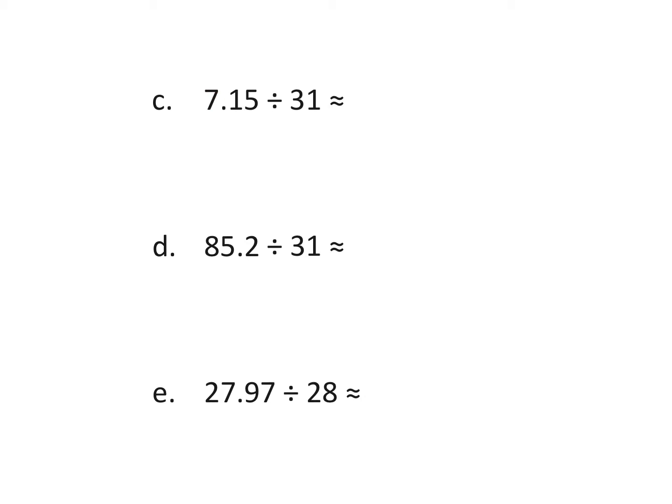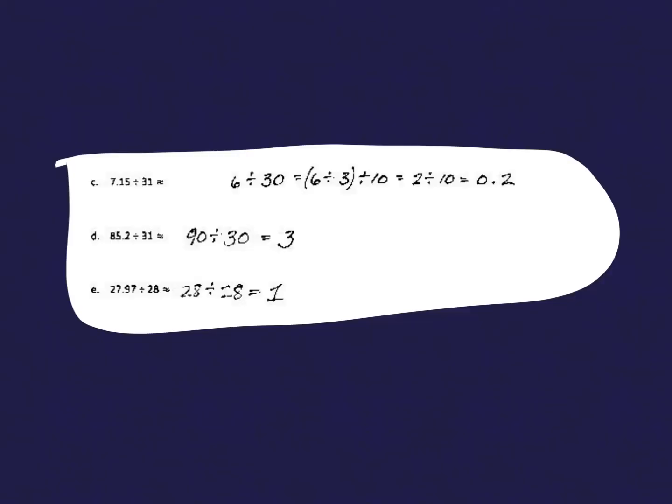But I could change that 7 to a 6. There's no way that I could round it and get that, but it's close to a 6. I know 6 divided by 3 is good. And that's the only kind of clue I'm going to give you. I want you to try to do C, D, and E by yourself. And then I'll have the answers pop up in 3, 2, 1.